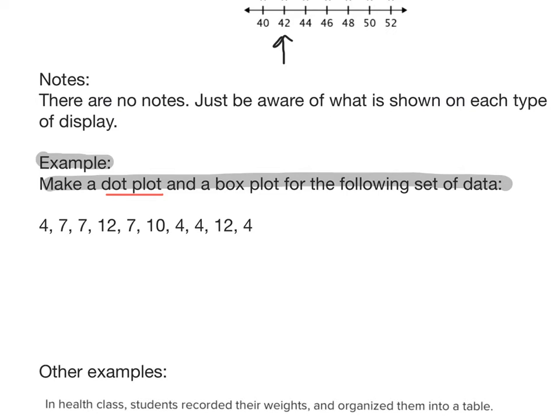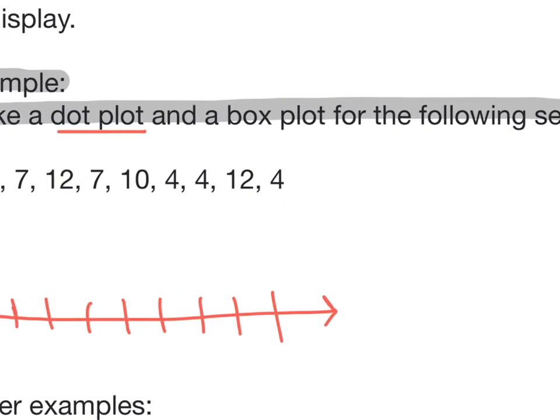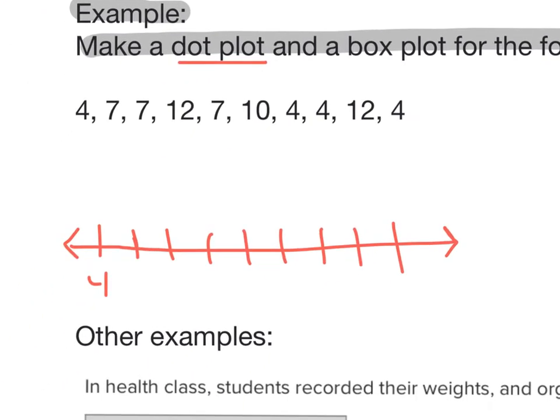I'm going to need to make room for my dot plot. I'm going to need a number line with numbers that range from 4 up to 12: 4, 5, 6, 7, 8, 9, 10, 11, 12. I probably ought to write in all the numbers. Dot plots are easy. For each data point, you just put an X above the number.